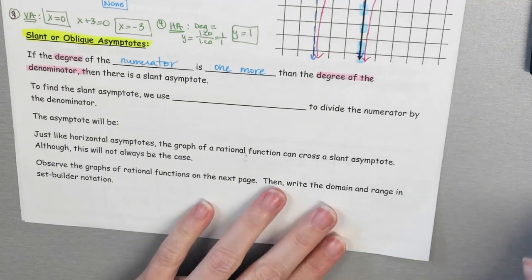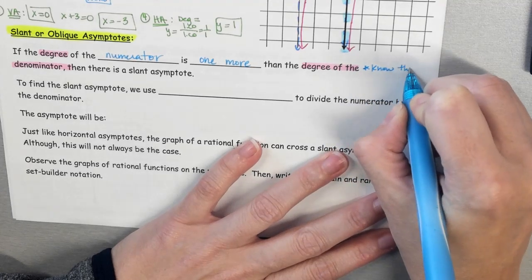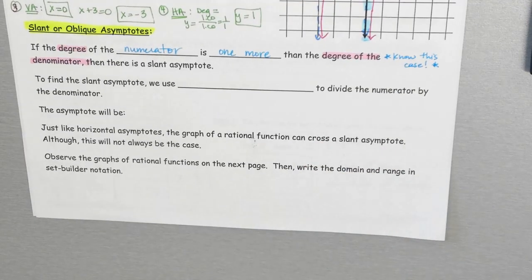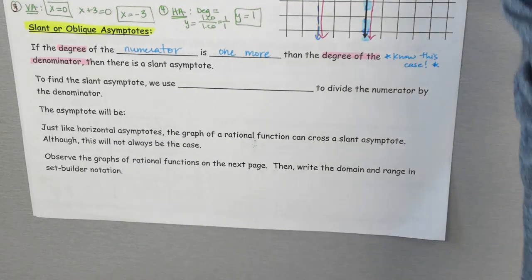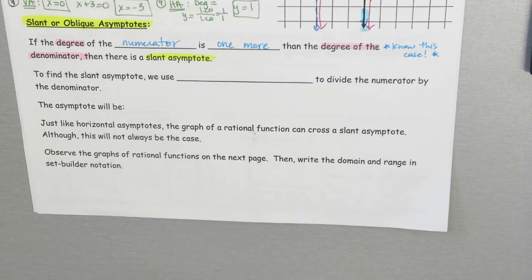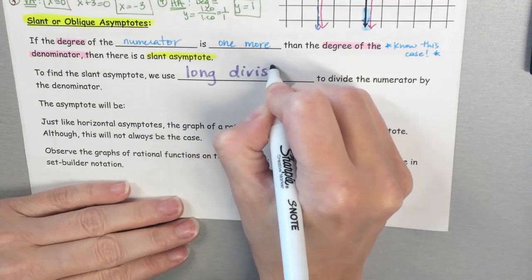Okay, so make sure you know this case. Know how to explain when a slant asymptote is created. Okay, so when that happens, there is a slant asymptote. So to find it, we are going to use, you guys remember? I honestly would be very impressed with you. We're going to use long division. Does that ring a bell at all? I know it's been a long time.